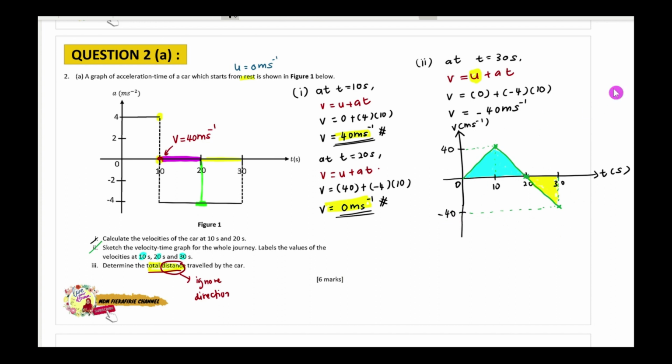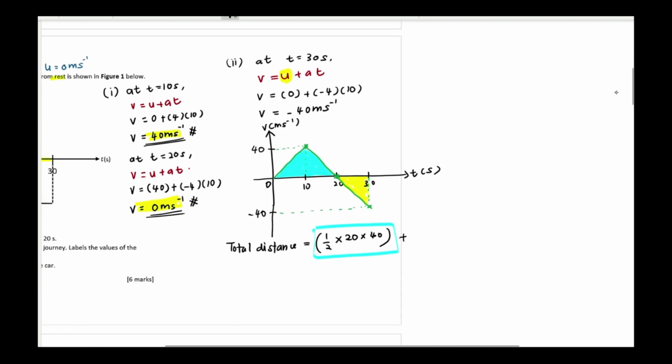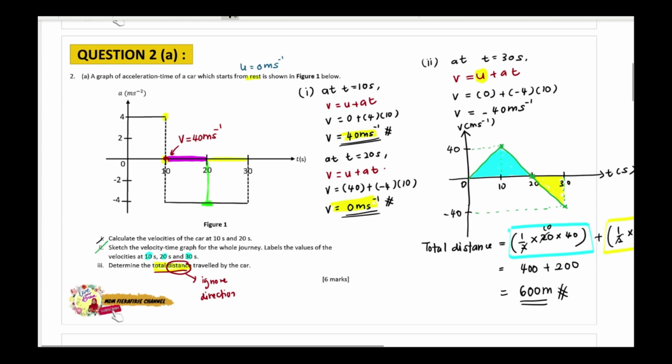Therefore, let's calculate here. The total distance, which is equal to the area under the graph. Kita kira dulu yang biru lah, half, it is a triangle, right? Times 20, the base and also the height of the triangle. Okay, so this is the blue part. And then plus, we have the yellow part, which is half times 30 minus 20 is 10. And the height is 40. Kita tak ambil negative 40. Ingat ya. Total distance. Therefore, this one we can cancel out. Same goes to this one. And then, kita akan ada 400 plus this one is 200. Therefore, the answer is 600 meter. Unit jangan tertinggal. Okay. So, finish 2A, 6 markah dekat sini.